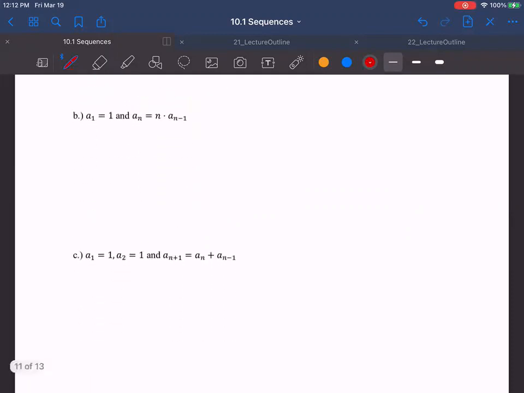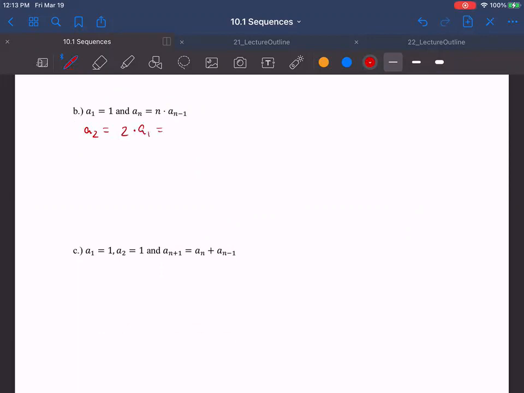Let's try this one then. You tell me what to do. What am I going to get for A2? A1 is 1. It'd be 2 times A1, which is 2 times 1, which is 2. Okay. What about A3? 3 times A2, which is 3 times 2, which is 6.